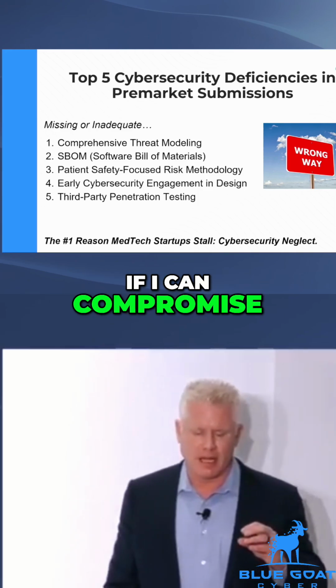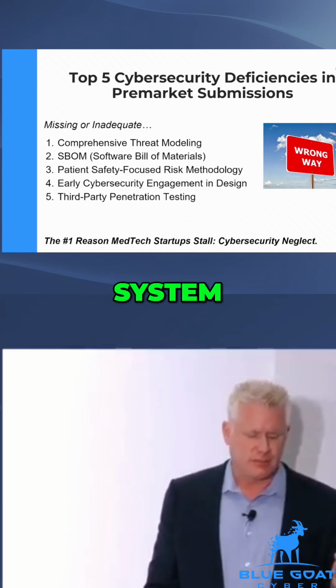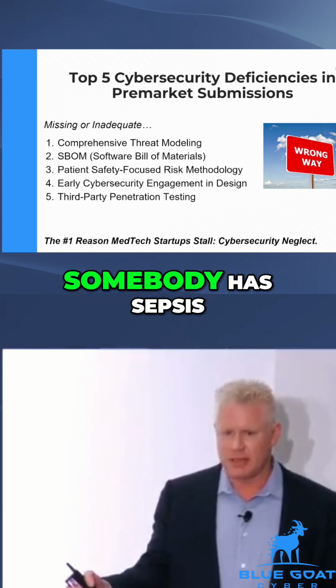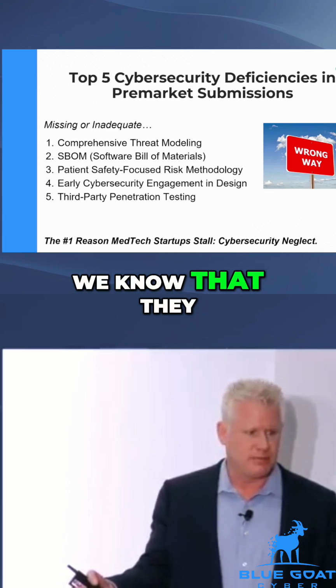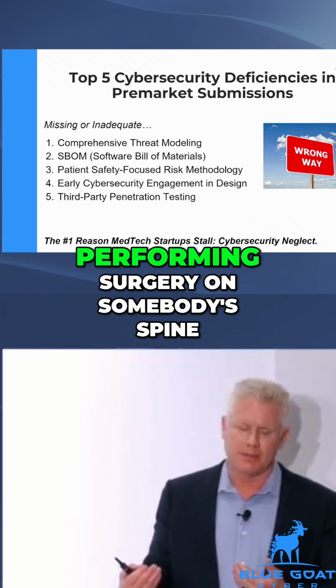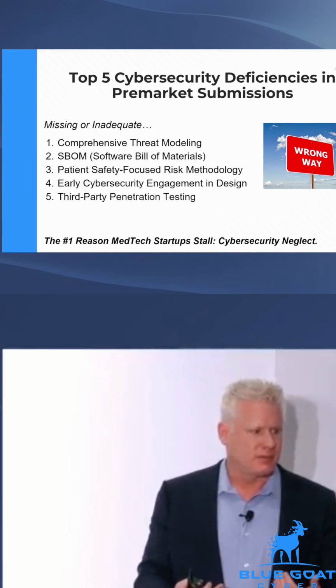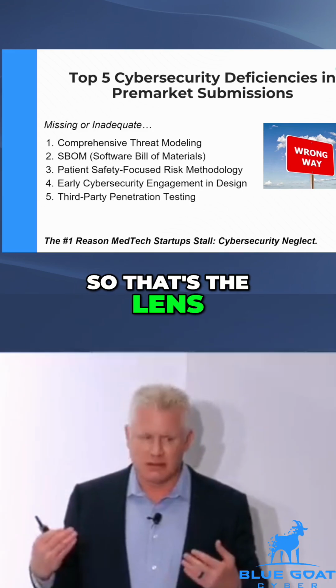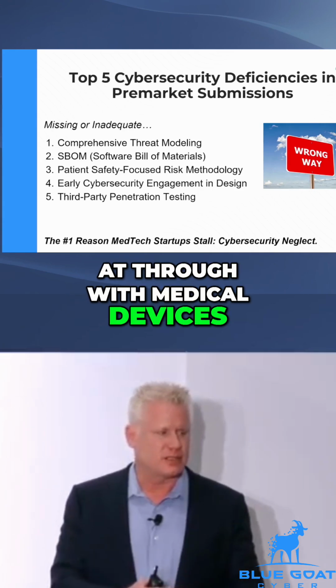If I can compromise an in vitro diagnostic system and cause it to have a delay in its diagnosis, and somebody has sepsis, we know that they could possibly die. If I can compromise a surgical robot that's performing surgery on somebody's spine, cause it to maybe paralyze that person, that's a big problem. So that's the lens we have to look at through with medical devices.